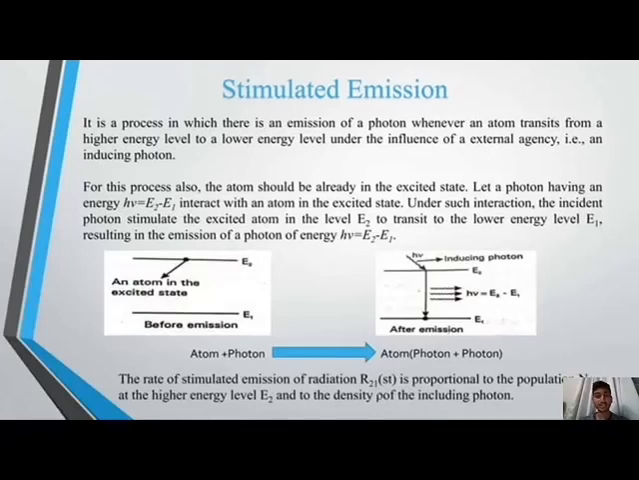Under such interaction, the incident photon stimulates the excited atom in the level E2 to transit to the lower energy level E1, resulting in emission of a photon of energy h nu is equal to E2 minus E1. The atom staying in the higher energy level comes to the lower energy state by emitting a photon, in addition to the inducing photon. The rate of stimulated emission of radiation R21 is proportional to the population N2 of the higher energy level E2 and the density of inducing photons.